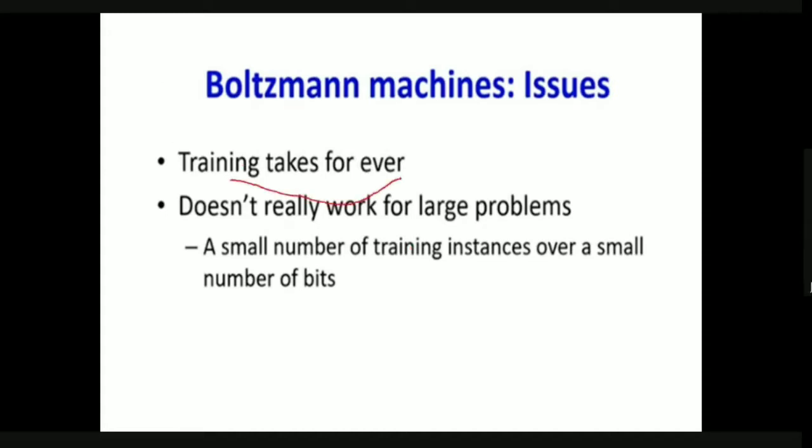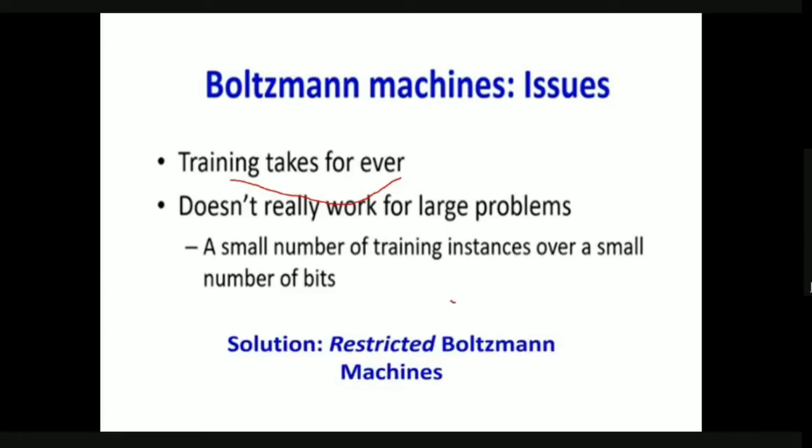That is, for every single input, we have to run a large number of simulations at each iteration. As a consequence, it takes a great deal of time, so we cannot say that it is a computationally friendly model. The solution for this is the restricted Boltzmann machine. So how we solve this problem in the restricted Boltzmann machine, we'll see.